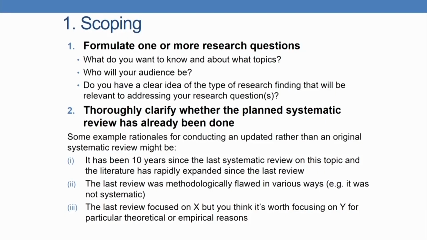So, examining a narrow research question or research area will make the research task much easier and faster. The second sub-stage in the scoping stage of the systematic review of literature is thoroughly clarifying whether the planned systematic review has already been done. This is mostly to avoid wasting time and energy.